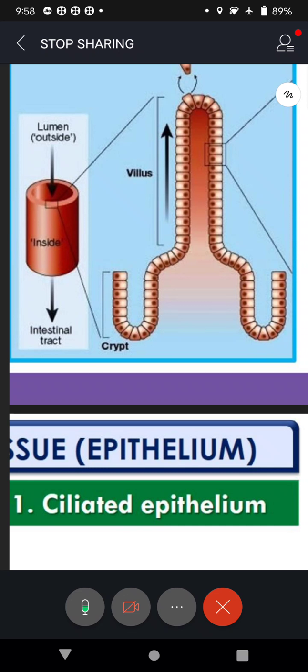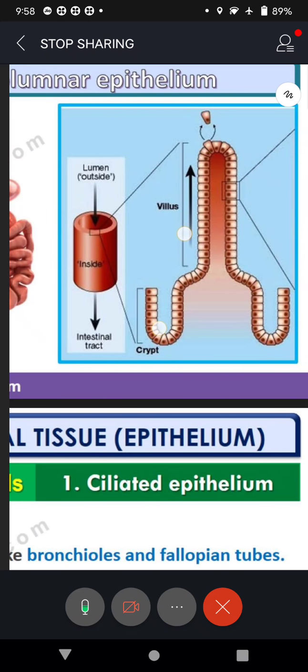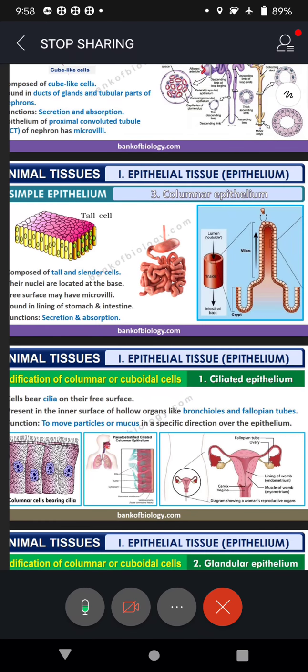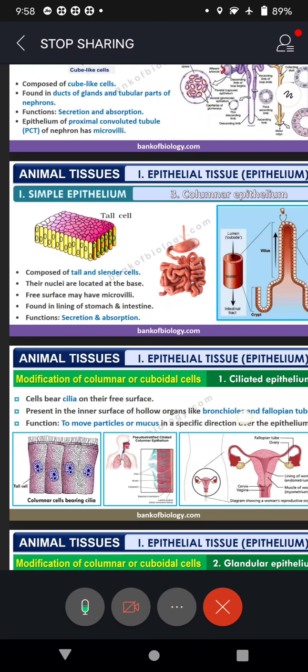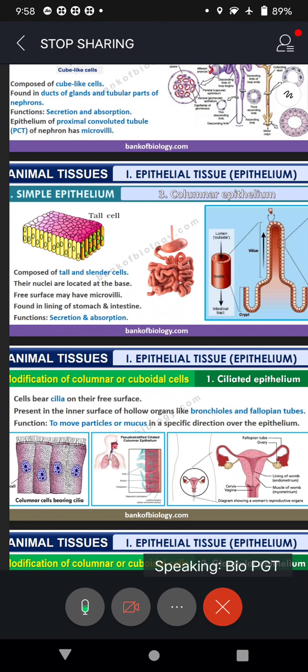Okay. Next, we go to the next tissue, that is ciliated epithelium, that is a modification. Sometimes the columnar cells or cuboidal cells will undergo certain changes. Then we call it ciliated epithelium. Cilia, remember, in paramecium, hair-like structures will be present outside the paramecium.